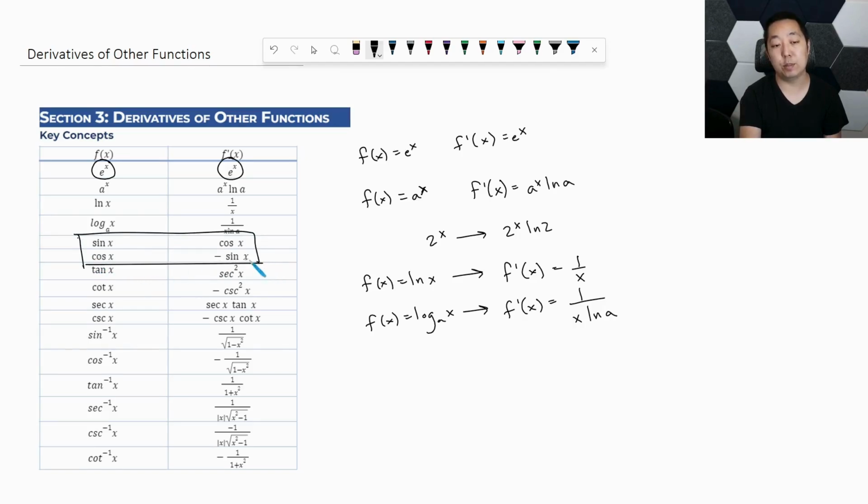An interesting part is that the derivative of sine is cosine, and the derivative of cosine is negative sine. There's a negative sign in here when you're doing that. And then here are some of the other ones. Tangent goes to secant squared. Cotangent goes to negative cosecant squared. Secant goes to secant tangent. These are just things that you'll have to memorize.